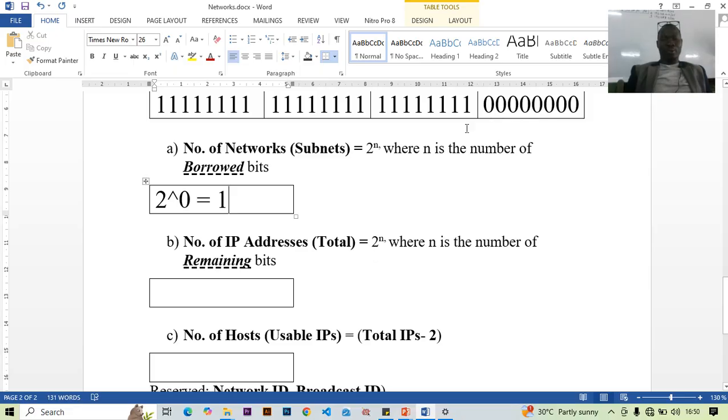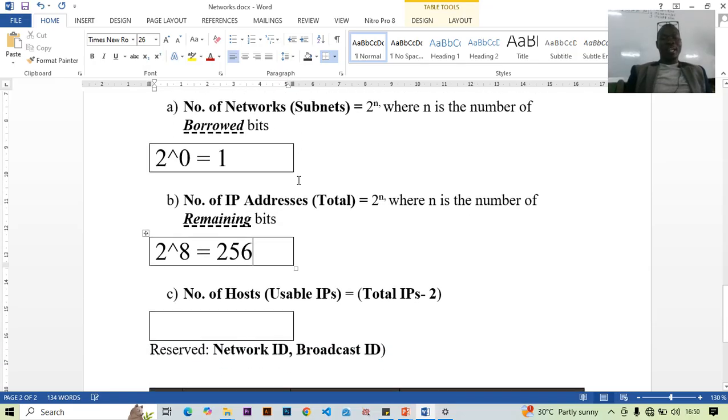Here we borrowed 0, which was this. So having borrowed 0, how many are remaining? We're remaining with 8 of them, which means we're going to have 2 to the power 8. This should give us 256 IP addresses, which means in that given network we can have 256 IP addresses. However, this number of IP addresses here is the total number of all IP addresses in that given network.